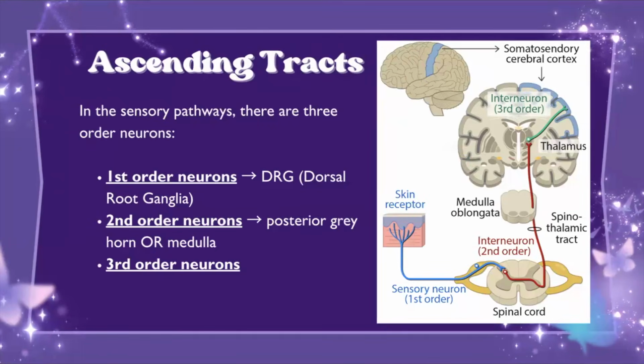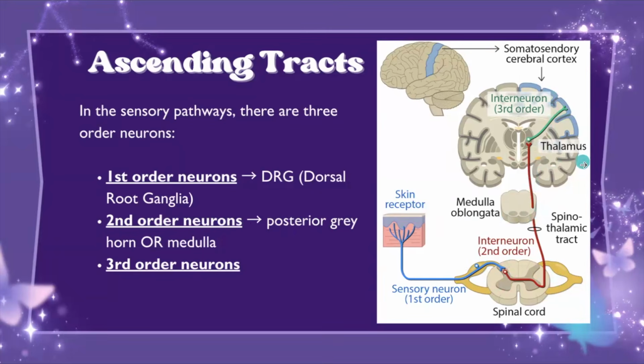Okay. So a general rule for all ascending tracts, for all sensory pathways, is that they are made up of three orders of neurons. The first order neuron is always located in the dorsal root ganglion, so you don't need to think about this. The cell bodies of your first order neurons will always be in the dorsal root ganglion. These first order neurons then synapse with the second order neurons. The location of the second order neurons depends on the tract. We will talk about each one in detail, inshallah, but they can either be located in the posterior gray horn or in the medulla.